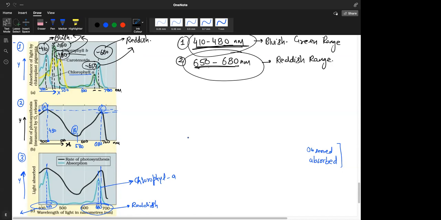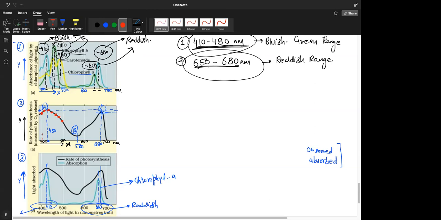Sir, can you explain the second graph again? Yes, Yusuf. So in the second graph, the black line just tells you about the rate of photosynthesis on the y-axis. For different wavelengths, let me make different points. I'm making red points on this black line. So this study was done like this. Many different red points were made. Each red point is how much oxygen is released at this wavelength.